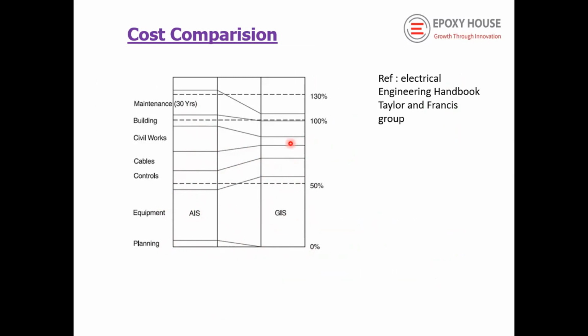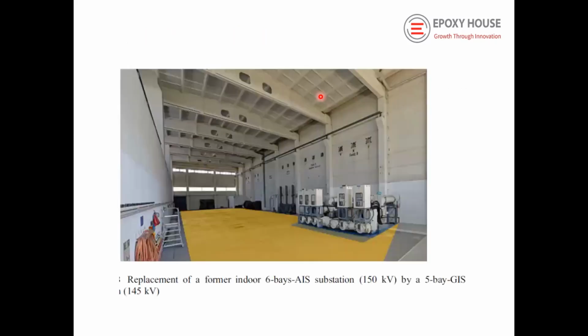So here, a lot of saving is made with the civil works. Totally, if you see this, this is almost 130, and this is about 100. So almost 30% lesser cost compared to the AIS. That's the advantage of GIS.